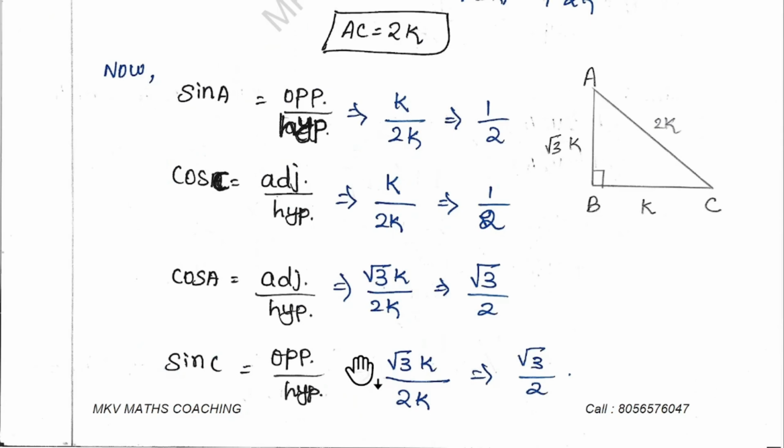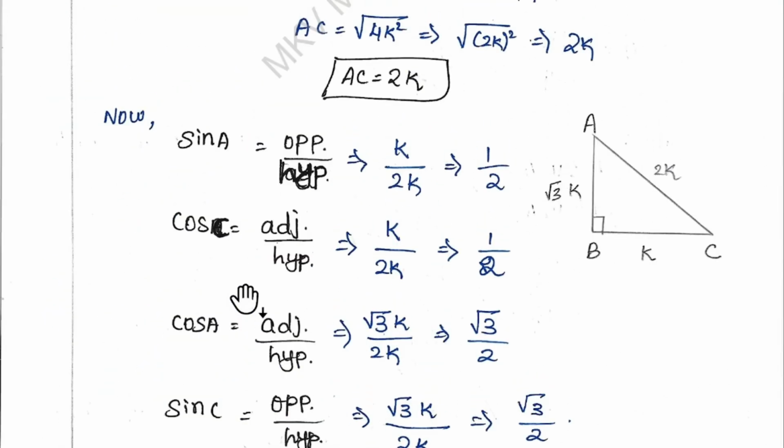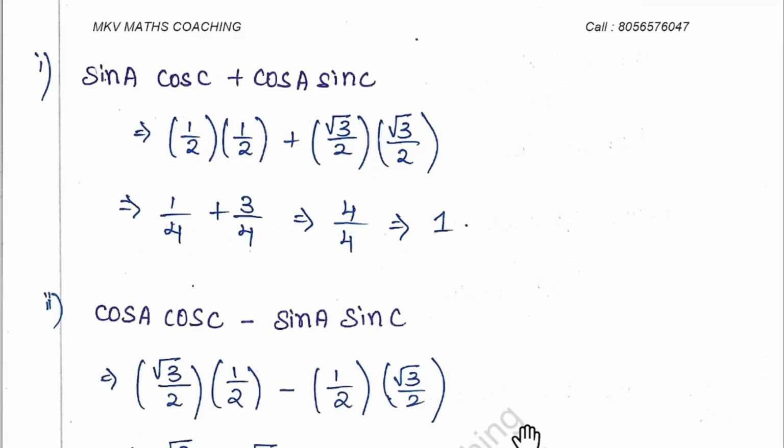So for the first problem, you have to find sin A cos C, which means you multiply 1 by 2 into 1 by 2 plus root 3 by 2 into root 3 by 2. Just substitute the values and do the calculation. You are getting 1. And next one is cos A cos C minus sin A sin C. Cos A is what? Root 3 by 2. Cos C is 1 by 2, minus sin A is 1 by 2, sin C is root 3 by 2.